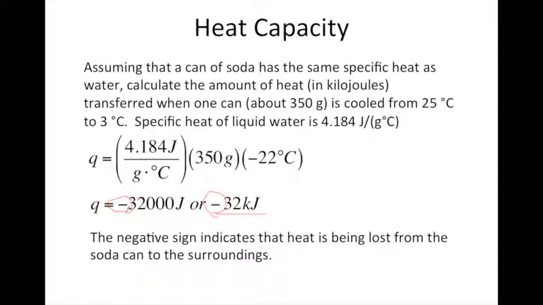A negative sign for Q, if we have a negative Q value, that doesn't mean it's less than 0. It simply means that heat is being lost from the system, in this case the soda can, and absorbed by the surroundings. So the negative sign means that our soda can is losing heat, which is indicative of it being cooled from 25 to 3 degrees Celsius. If we had a positive Q, as we did in our previous problem, that means that that substance is absorbing heat. In that case, our calorimeter was absorbing heat.